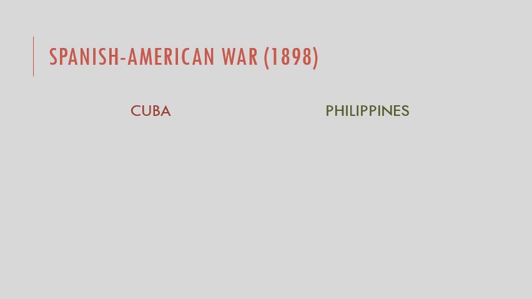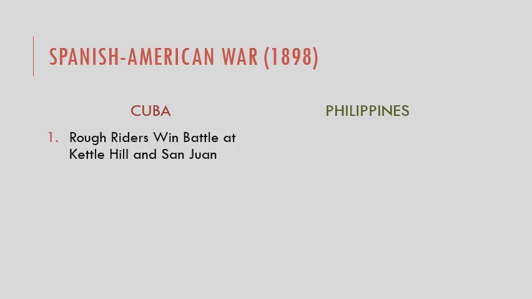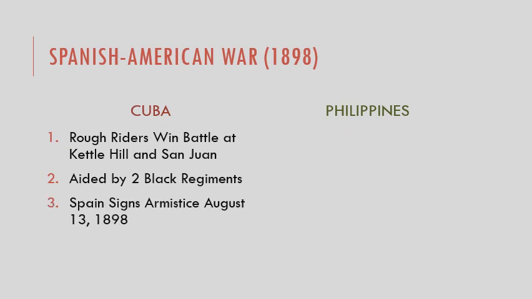And here will be the outcomes for the war, the Spanish-American War. In Cuba, the Rough Riders win a battle at Kettle Hill and San Juan. However, they went in after an all-black regiment helped do some of the heavy work. And in August, only a few months after the war is declared, the U.S. defeats Spain, and Spain agrees to stop the fighting. They sign an armistice agreement August 13th, 1898.